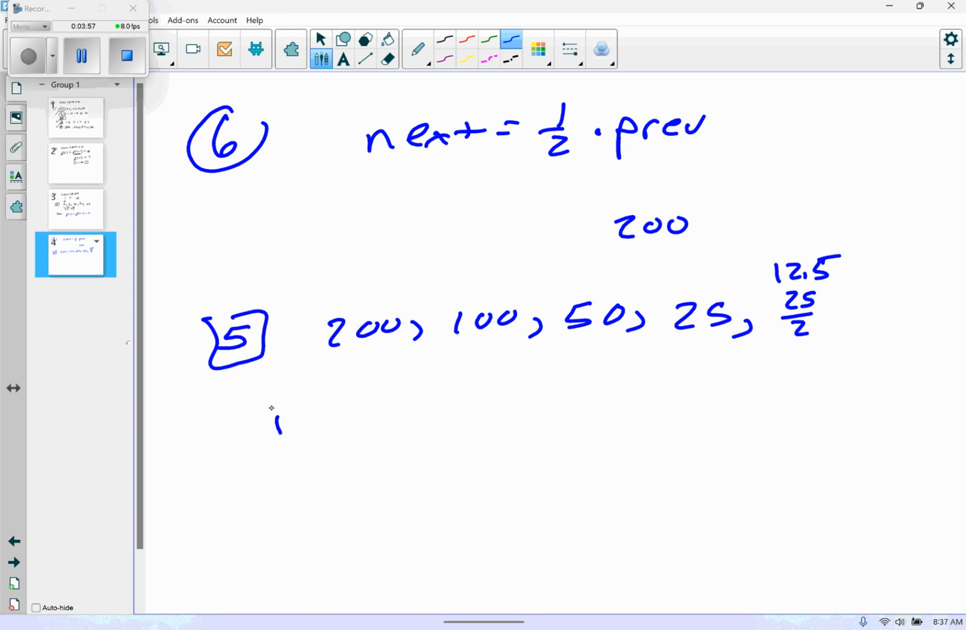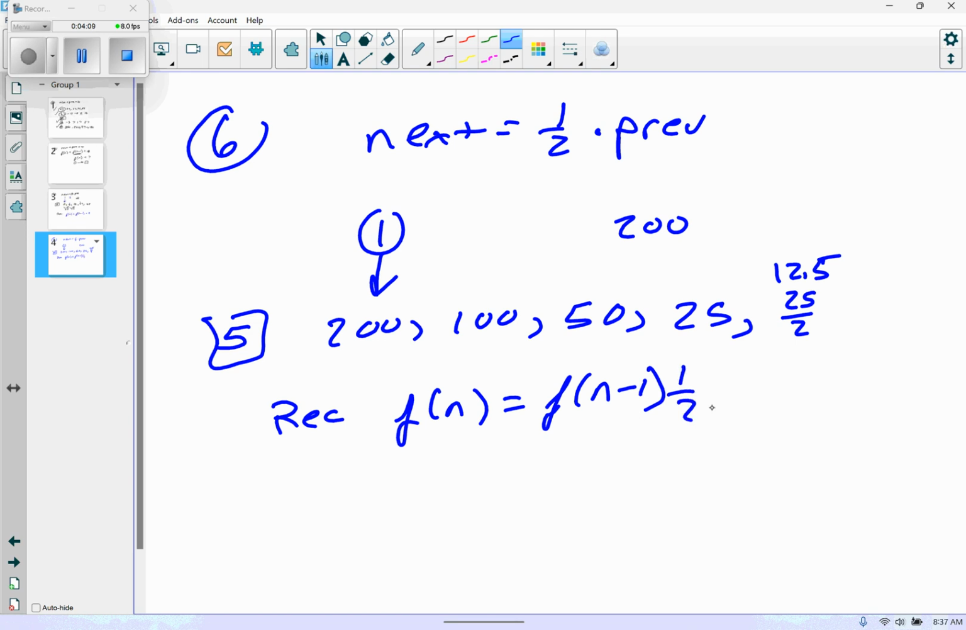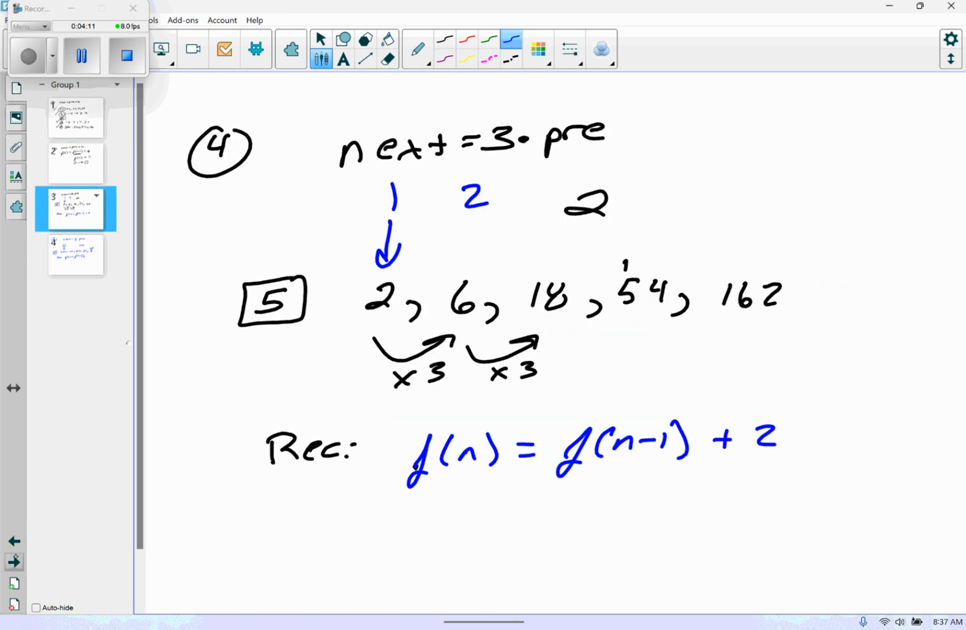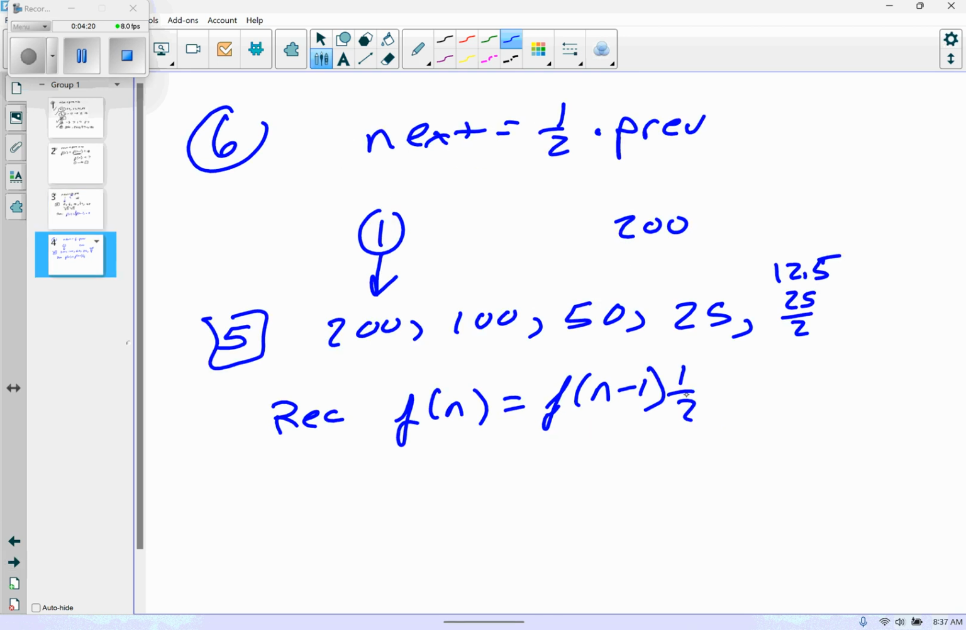Write the recursive. Okay, so this is the first term. So we have f of n equals f of n minus 1, and then times half. I think I made a mistake on that last one. Oh, we need to make sure we have that 3 in there. That 3 needs to go right there. And then we'll plus the first term. This one we have times half, and then our first term is plus 200. So I could put the 1/2 out front as well. If you accidentally kept it back, it's totally fine.